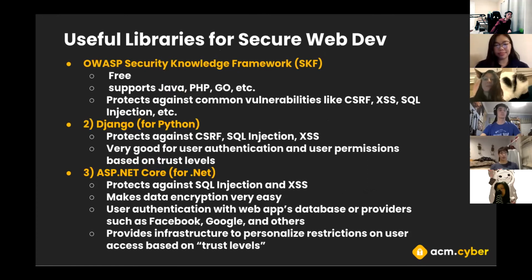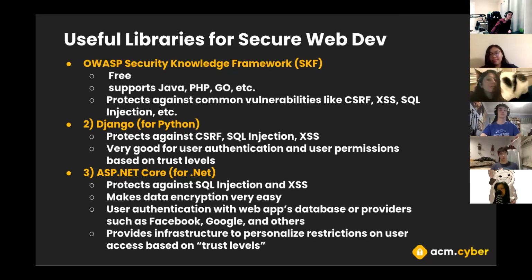It's kind of hard to consider all these little factors yourself, so there are libraries to help you in developing securely. OWASP, our wonderful guideline provider, has a framework themselves. It's free. It supports many common languages, Java, PHP, Go, a couple others. And it protects against common vulnerabilities, which we'll discuss in more detail later. Django is specific for Python, and it protects against those common attacks, CSRF, SQL injection, cross-site scripting, but it also provides additional functionality. It helps you with user authentication and restricting user access based on their trust level.